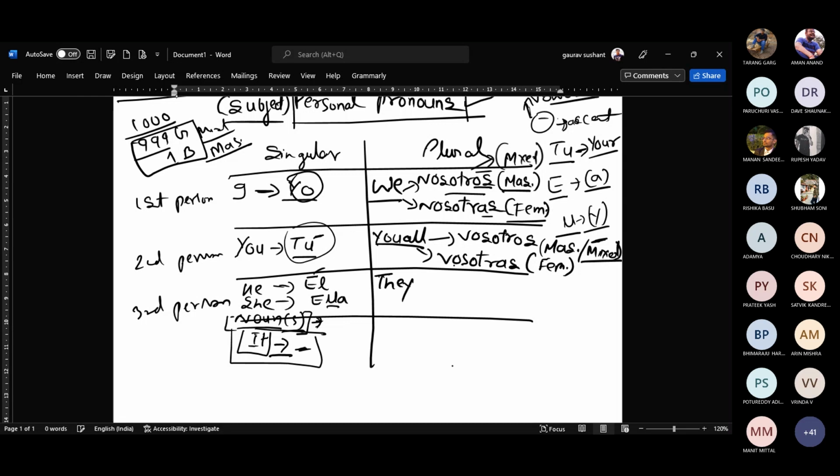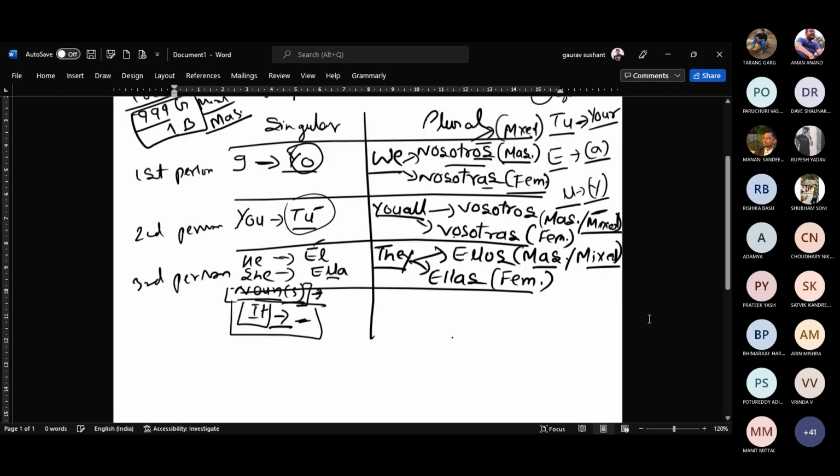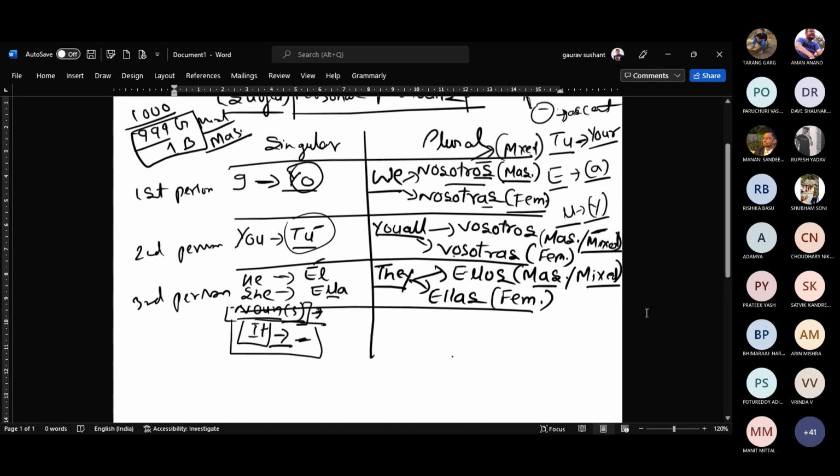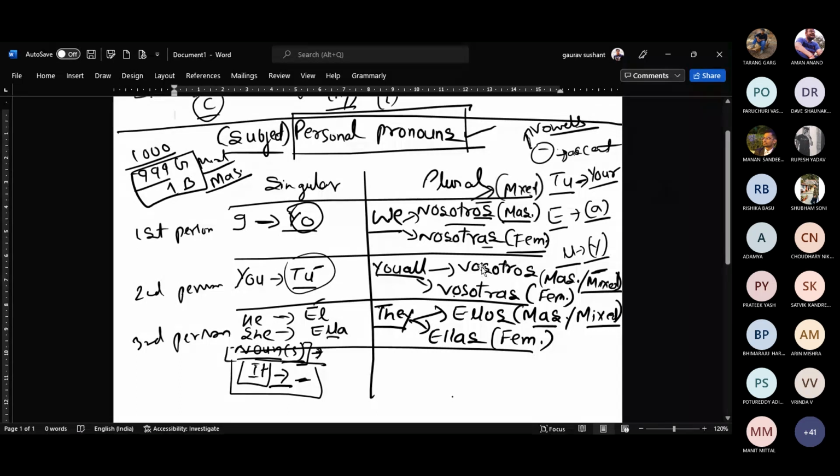Then the third person plural is they. For they, the form is ellos. The same thing happens here also. You will use ellos with either a masculine group or a mixed group of they. And the other form is ellas, which is used only and only with a feminine group.